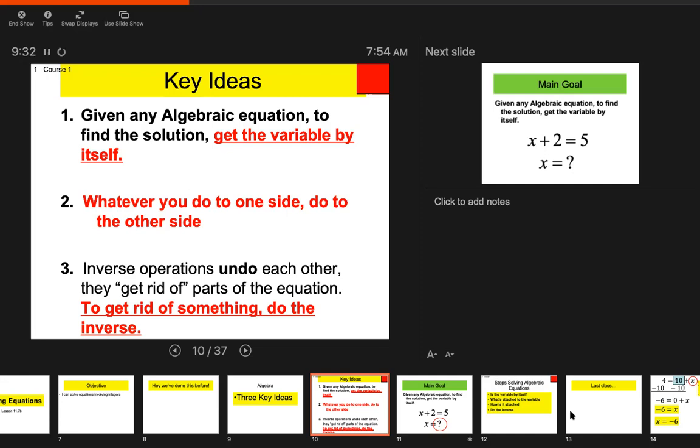And the last thing is, it's about isolating the variable, getting it by itself. It's about getting rid of things. The way you get rid of things, you do inverse operations. We talked about the 4 inverses yesterday. We said that when we get to 8th grade, we learn a couple new ones. We get to 9th grade, we get a couple new ones.